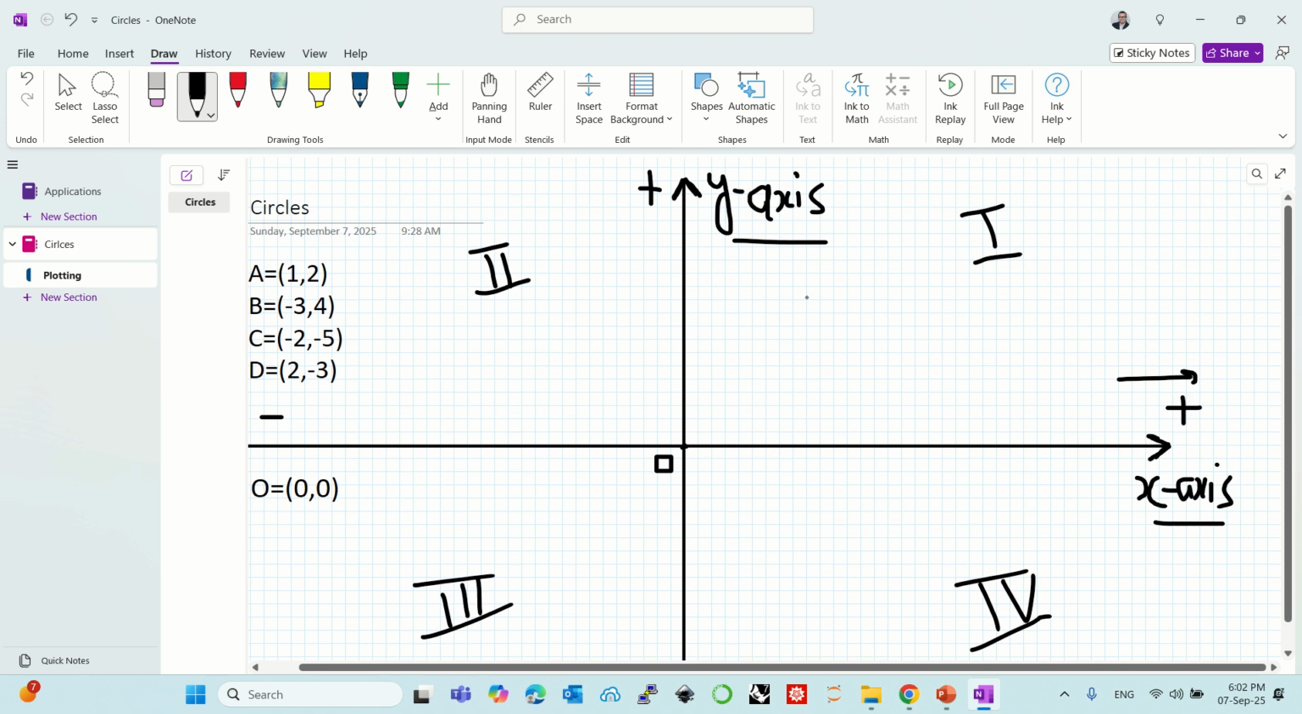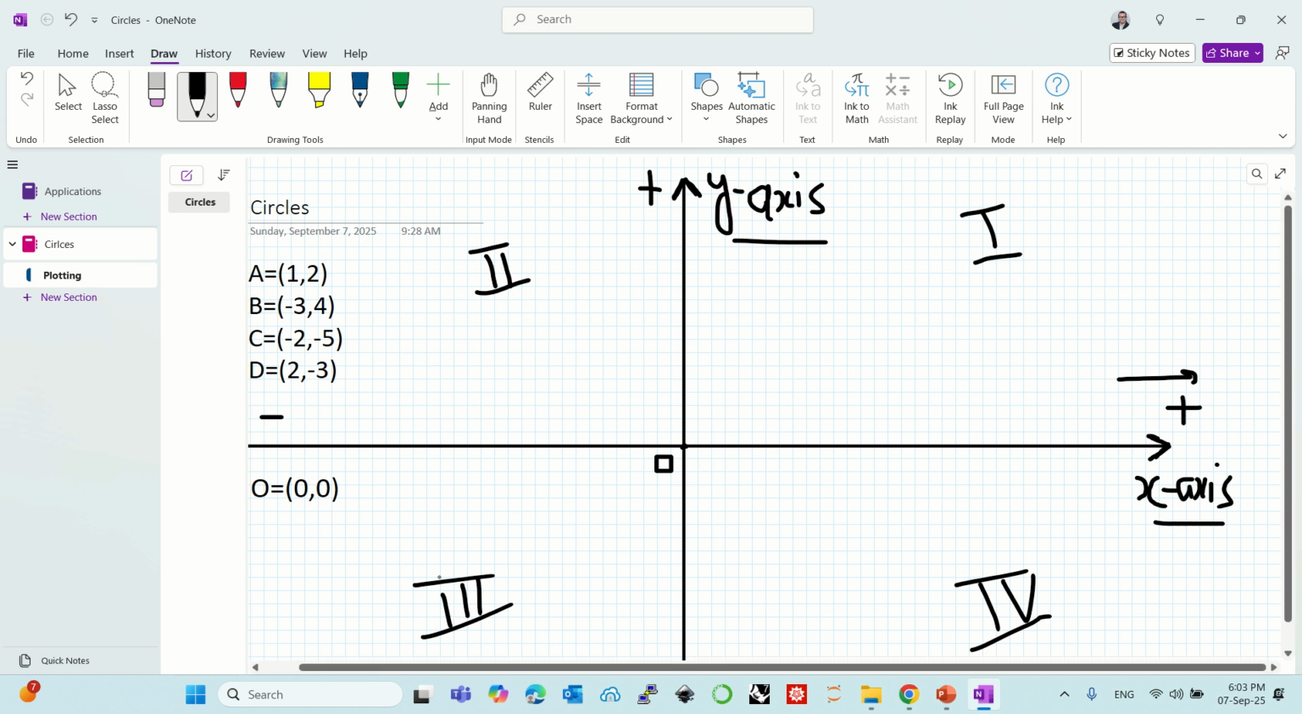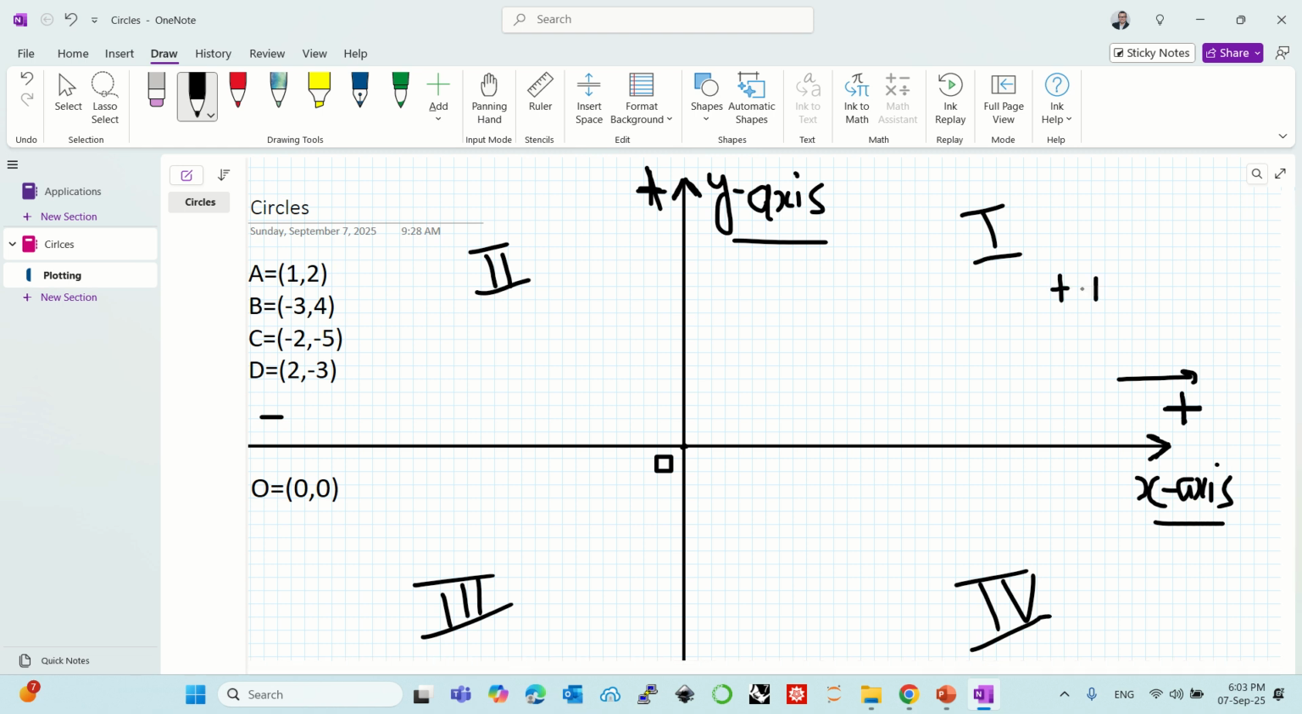Every orthonormal system has four main parts. They are called quadrants. Quadrant number 1, quadrant number 2, quadrant number 3, and quadrant number 4. In quadrant number 1, both x and y in this region are positive. This is the positive of x, and this is the positive of y in this region. We write it like this, which means that x is positive and y is positive.